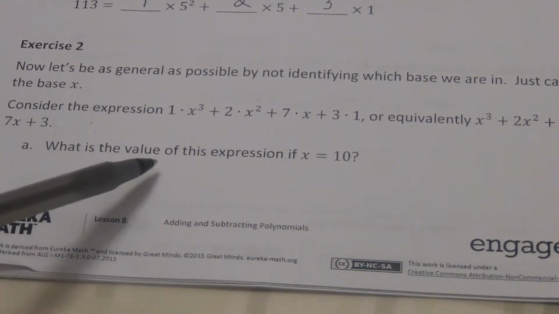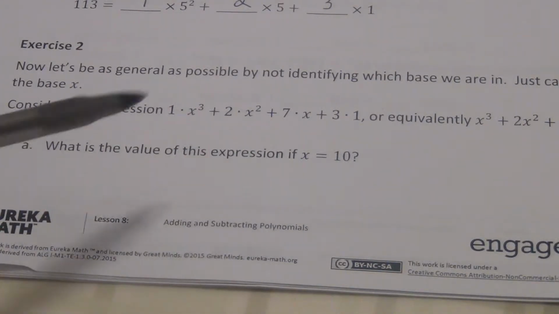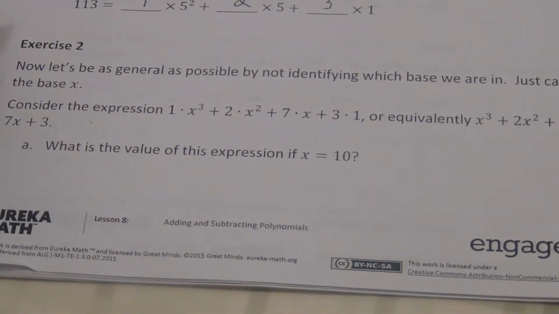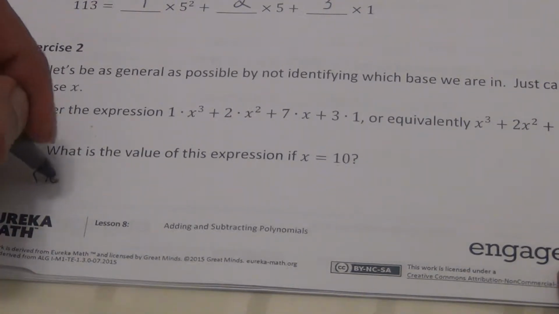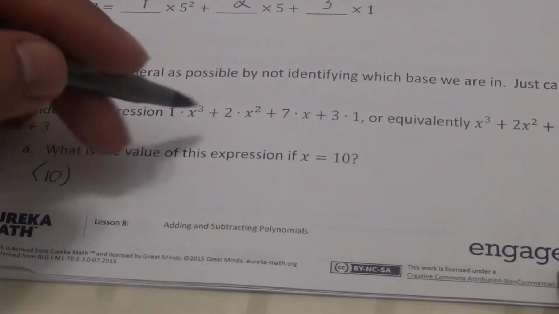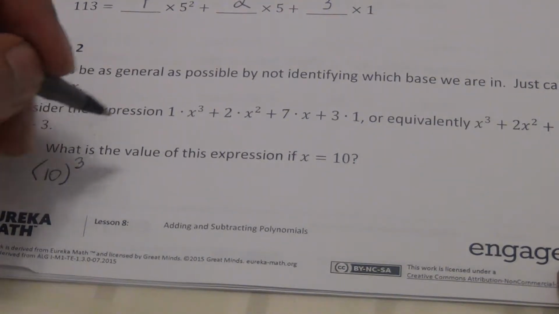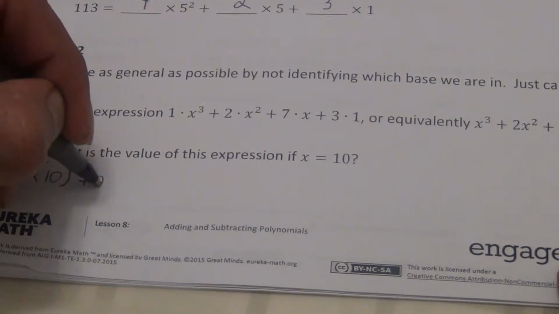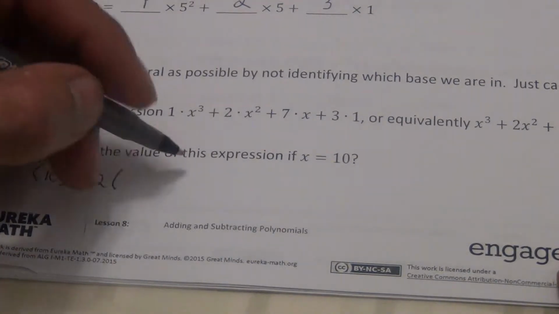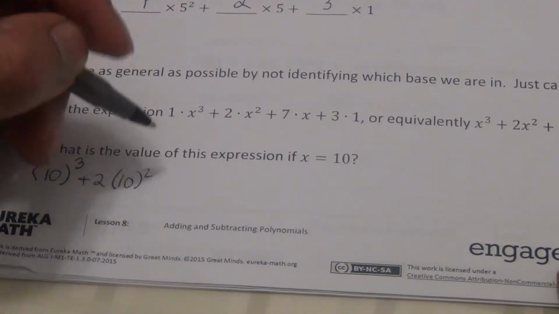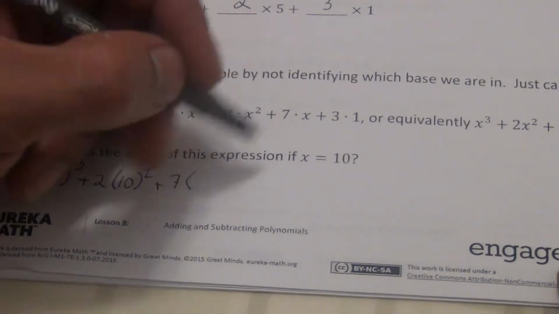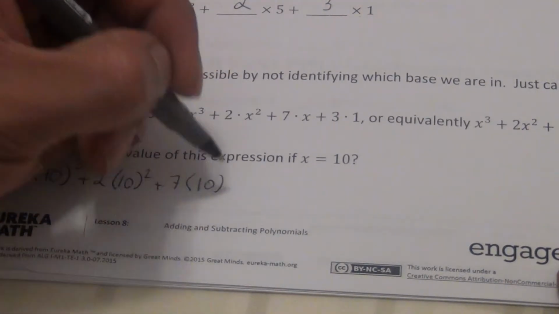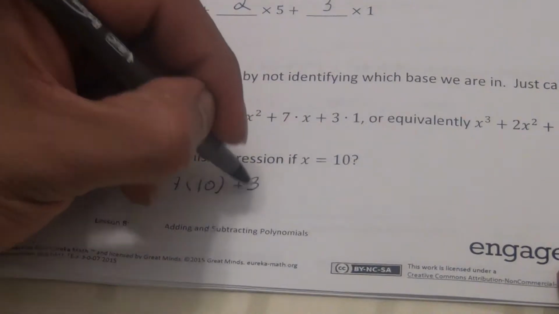Okay, what is the value of this expression if x is 10? Well, if x is 10, if I was to rewrite the whole expression, I would write x to the third power. If x is 10, it will be 10 to the third power, plus 2 times x to the second power, that would be 10 to the second power, plus 7 times x, so just 10, plus 3 times 1, which is 3.